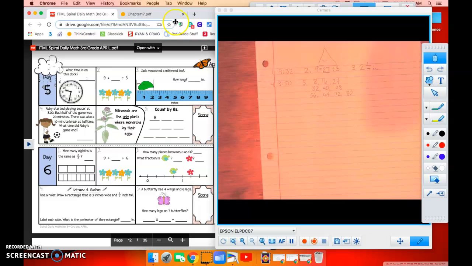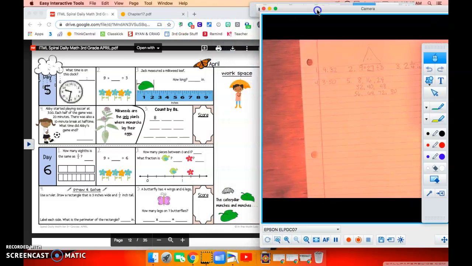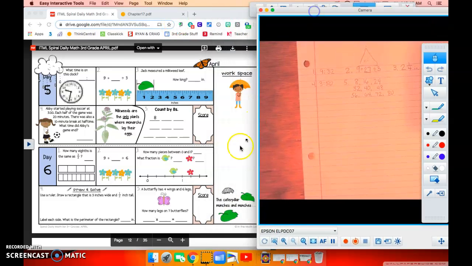I'm just going to move this to the side just a little bit. I want to read this bit to you here. The caterpillar munches and munches on the leaves there. Milkweeds are the only plants where monarchs lay their eggs. Awesome.